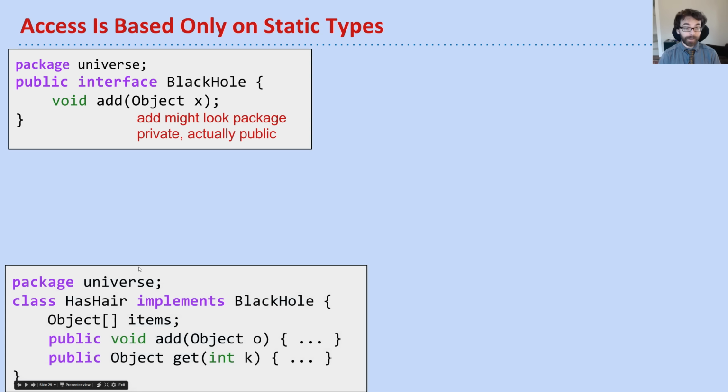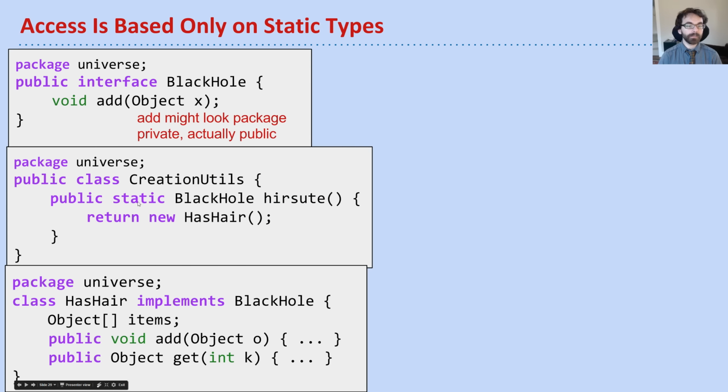Now let's imagine we have in the same package a class called hasHair, and it implements the black hole interface. Here I am not showing the public modifier because it won't fit. In this case, it doesn't really matter, and I'll talk about what it means if you omit the modifier in a moment. But what does a hasHair black hole do? Well, it has an array of objects, which is called the items, and that's going to track all of the objects that were ever in there. It also has a get method that lets you get items back. The reason I'm calling it hasHair is there's an idea in physics that maybe black holes should have no hair. That is, once something's sucked in, you shouldn't be able to get any information about what went in. But this is an implementation of a black hole where apparently we can get information back about what fell in.